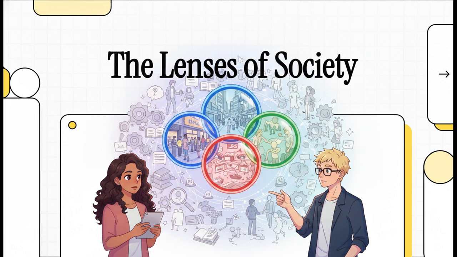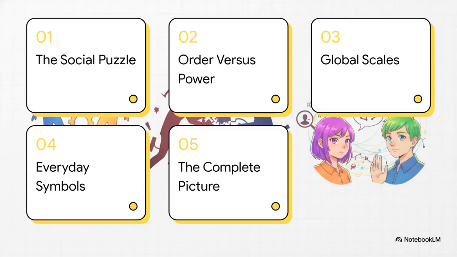And to make sense of it all, we really can't just rely on our own single viewpoint. We need different frameworks, or what sociologists call lenses, to truly understand the mechanics of how our societies operate, how they evolve, and, well, how they sometimes fall apart. So, welcome to this explainer. Today we're going to decode the major sociological theories to help you clearly see the hidden structures governing our everyday world. Okay, let's dive into this.